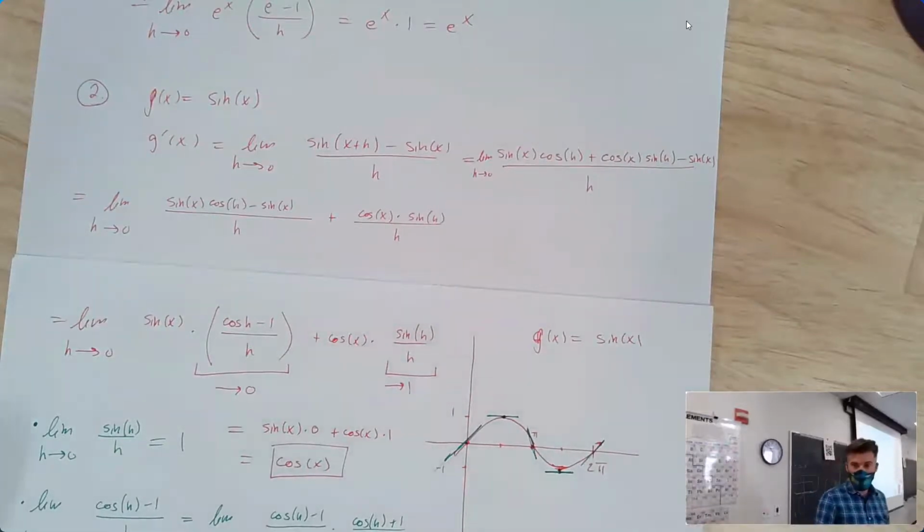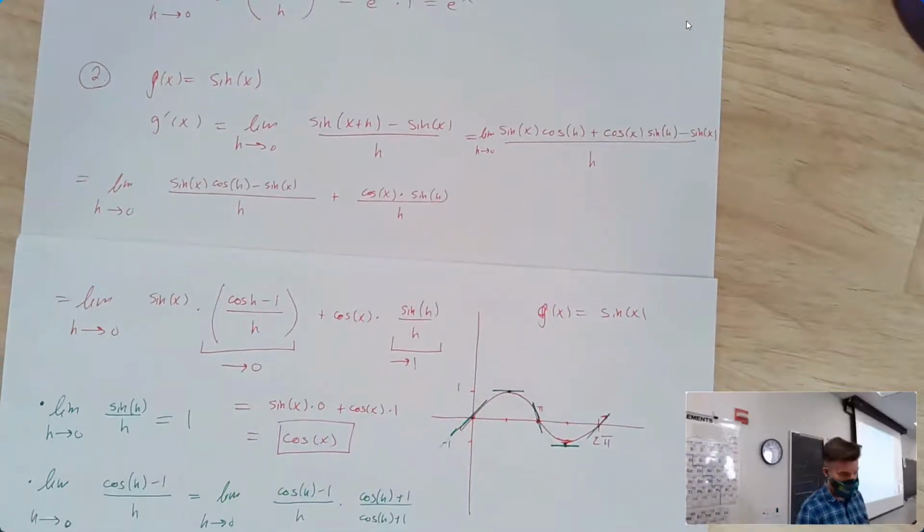So to answer the question that no one's asked, I don't imagine you would ever actually have to show this, but it is something people usually expect you to have seen. How did I get sine squared of h?